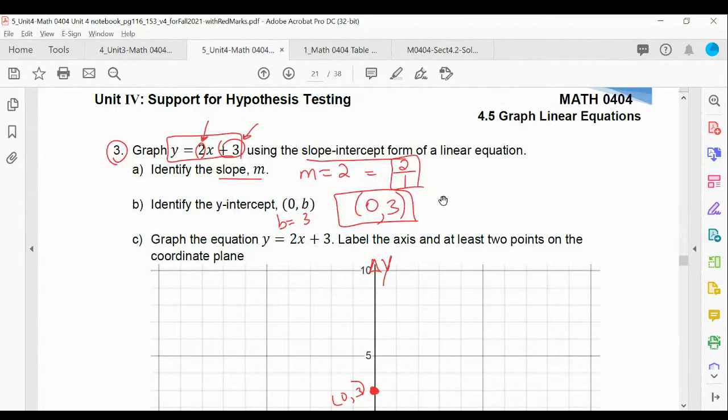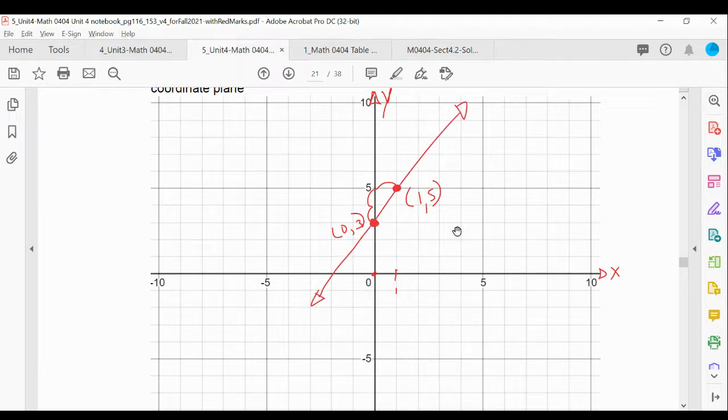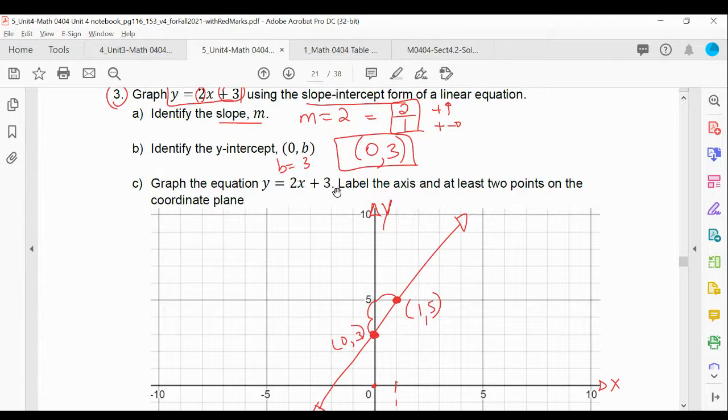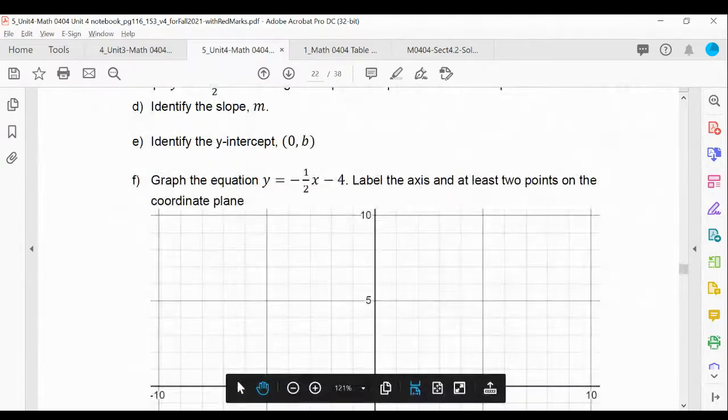The slope is positive 2 over positive 1. So we move up 2 units, and we move to the right 1 unit. So we go up 2 units from here, 1, 2, and over to the right 1. So we end up at this new coordinate. What would be the coordinates of that? That's correct, 1, comma 5. And we connect that with a straight line, and that would be the graph of the equation y equals 2x plus 3.